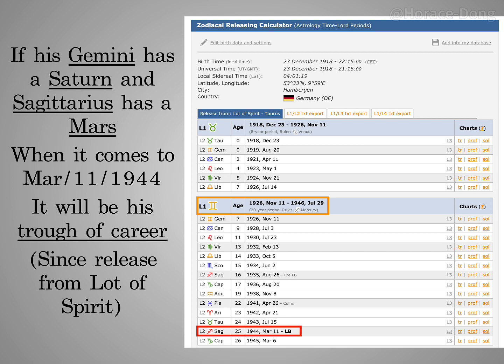For example, if his Gemini has a Saturn and Sagittarius has a Mars, when it comes to March 11th, 1944, level 1 is Gemini and level 2 is Sagittarius. They both have a malefic planet, so the overlapping malefic is called the trough of his career.